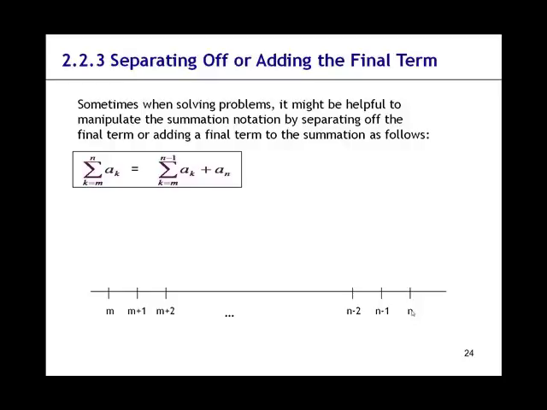What is this term? This is actually the index, it's not the term itself. So we're saying that when index k equals n, the term will be a_n. So this is the missing term, and we add the missing term back in. This is what is meant by separating off the last term.